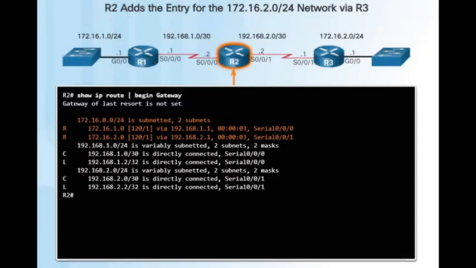So in order for R2 to reach this network, it will have this next hop address, that is 192.168.1.1, via the serial exit interface, Serial 0/0/0. Now, in order for R2 to reach the other network on the other side, so you can see that one right there, 2.0.